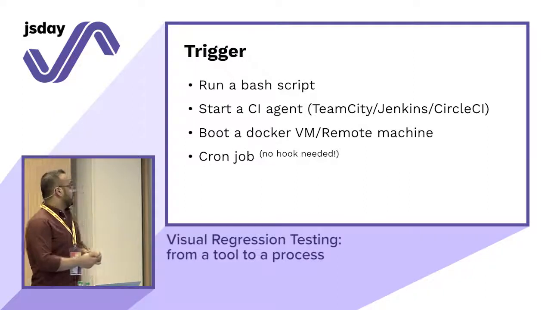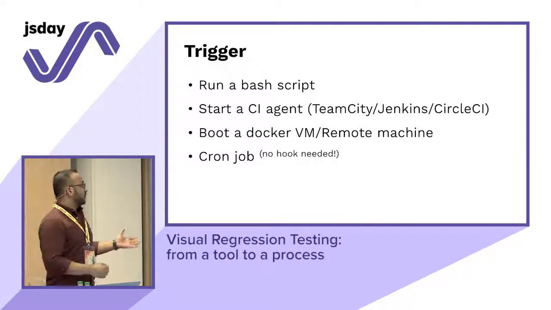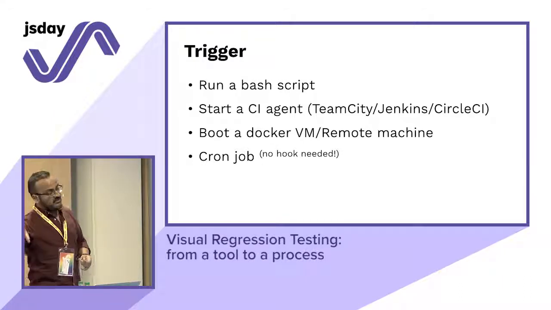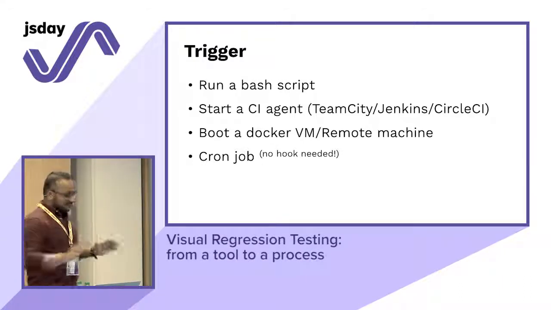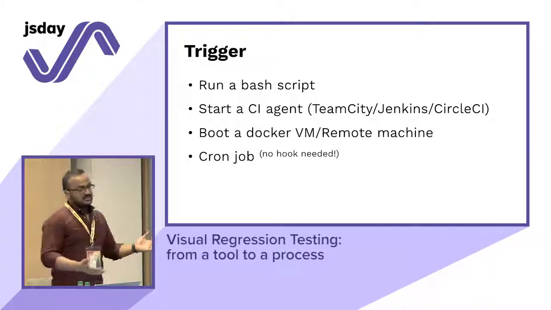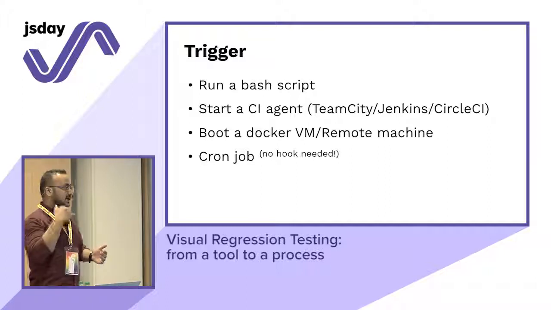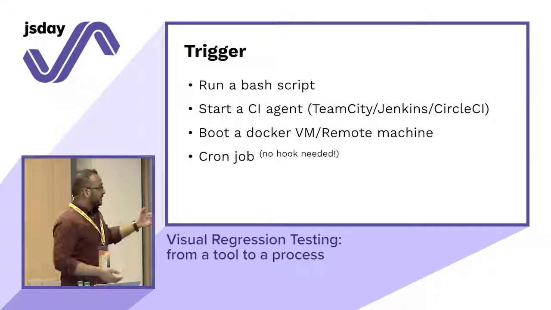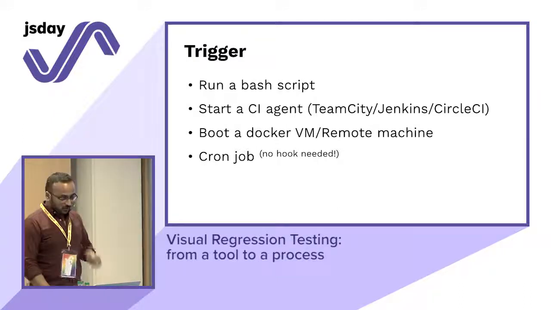You can be even fancier. You can use a Docker VM or a remote machine. You can just ping the machine that, hey, I need my VRT started, please do it. Or in the worst case, no hooks needed, you run a cron job. A cron job is something you tell your machine to do. It's basically like, hey, every 1 hour, take a screenshot of my application, make sure nothing's broken. So if you cannot do any of the other things, you can always run a cron job.